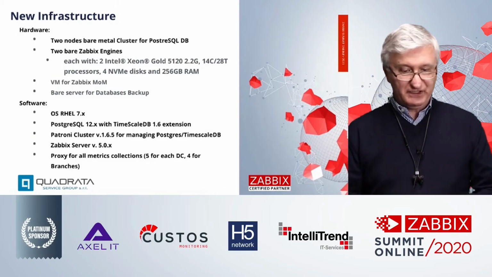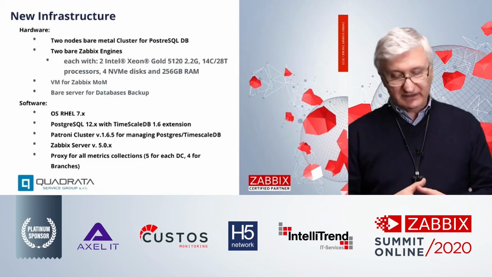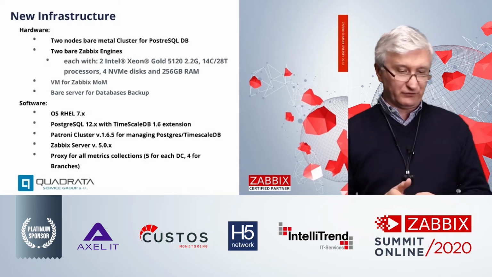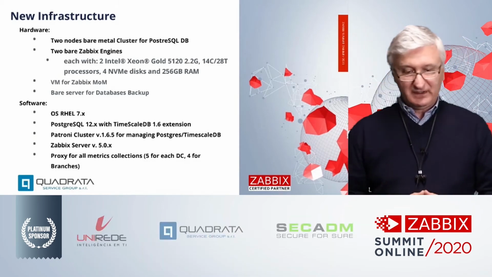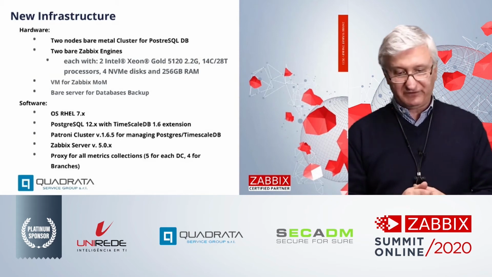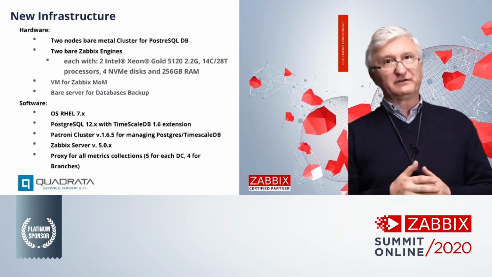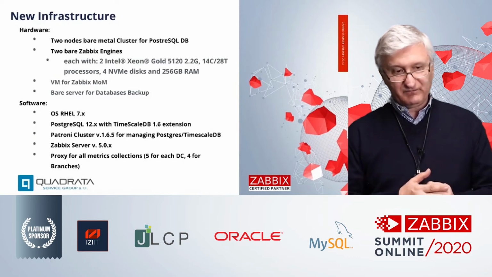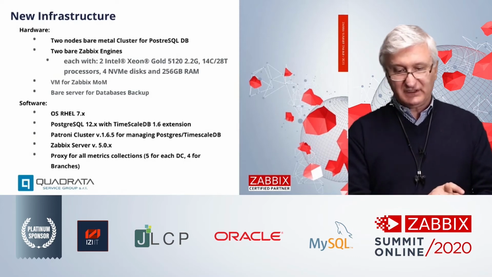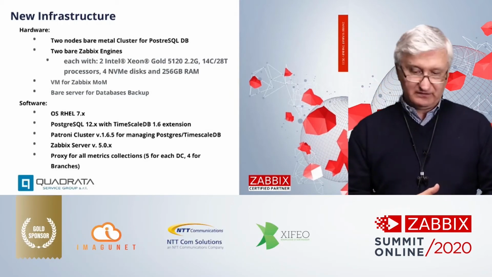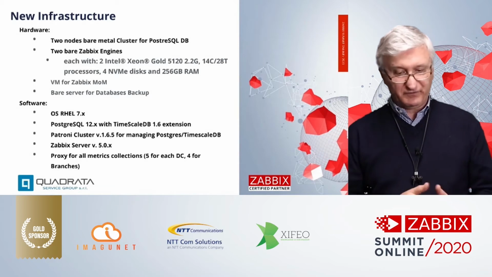A virtual machine for the manager of managers, and another server for handling the database backup. That is very important in this case because you don't want to lose any data. As for the software, we preferred Red Hat Enterprise Linux 7 for its stability. As for the database, we have PostgreSQL 12 with a TimescaleDB extension that is very useful in this case for handling the periodic housekeeping of the database.